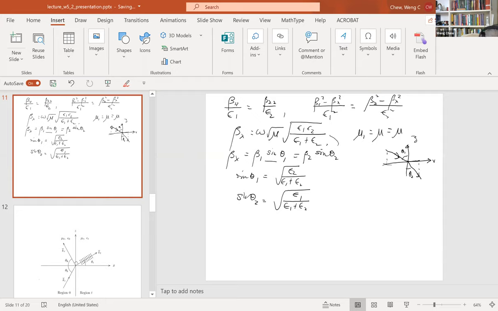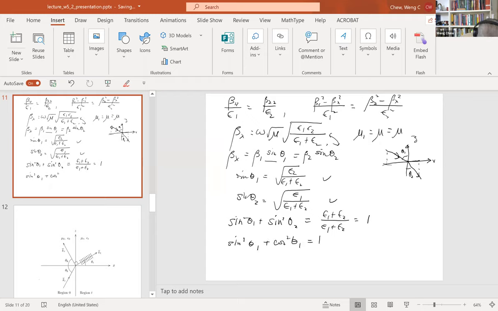It's quite straightforward. Just plug it in and compare. And it's quite clear that sine square theta 1 plus sine square theta 2, if you square this equation and square that equation, you will get epsilon 1 plus epsilon 2 over epsilon 1 plus epsilon 2, which is equal to 1. But we also know of another identity, that sine square theta 1 plus cosine square theta 1 must also be equal to 1. So what this implies is that sine square theta 2 must be equal to cosine square theta 1.